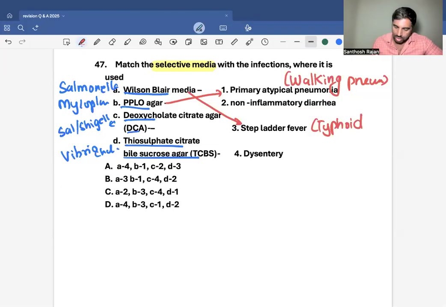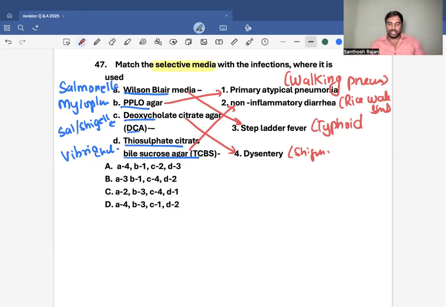This causes dysentery because that is Shigella. Typically, we talk about Shigella, so bacillary dysentery, right? Thiosulfate citrate TCBS is basically non-inflammatory diarrhea, that is rice water diarrhea, rice water stool, Vibrio cholerae. That's cholera. Very simple, right? So A is 3, B is 1, C is 4 and 2. That's it. Very easy.